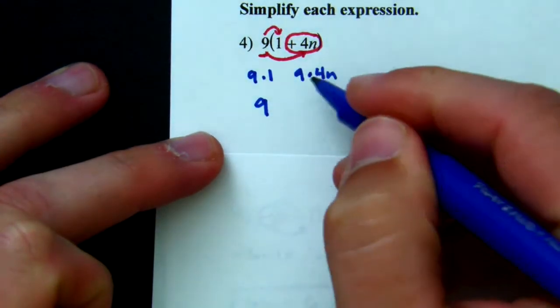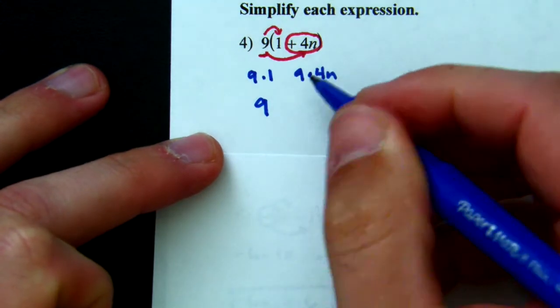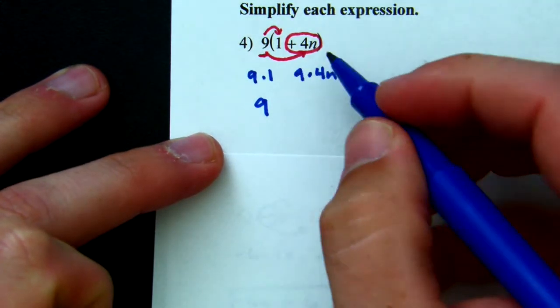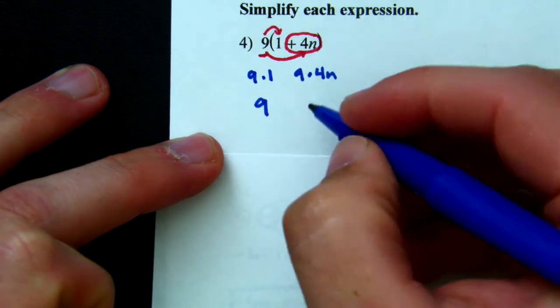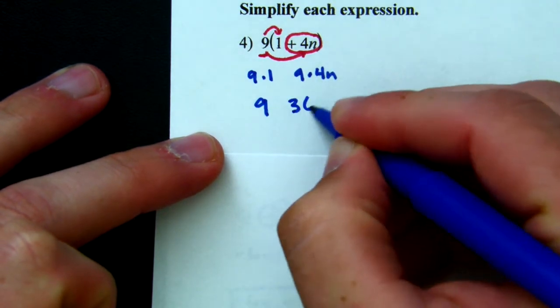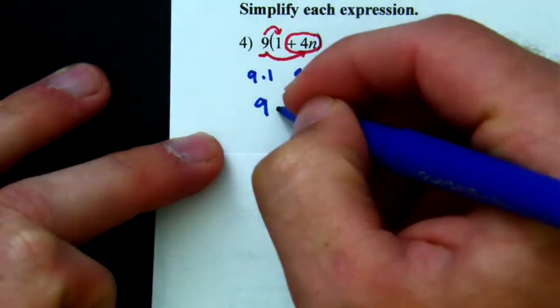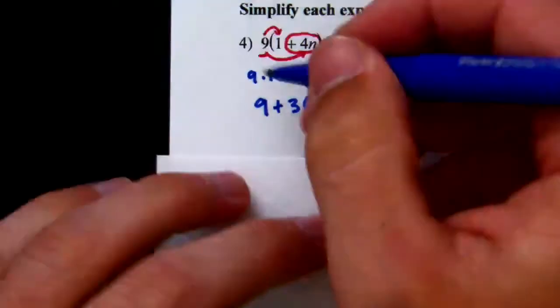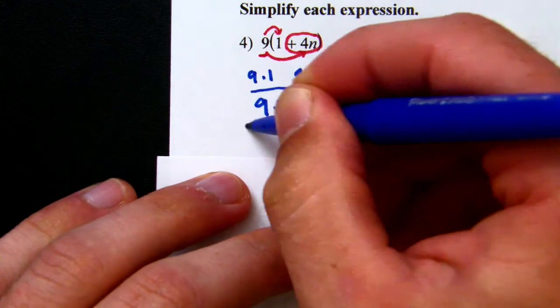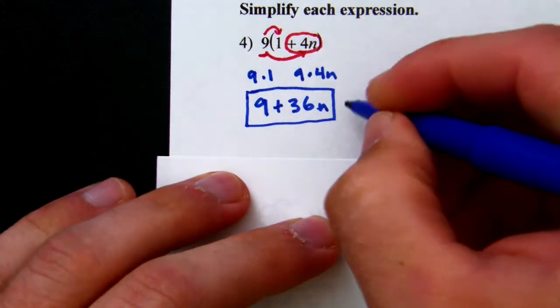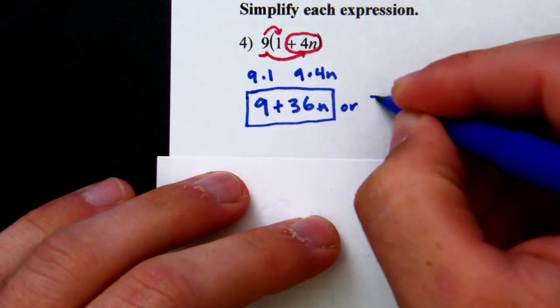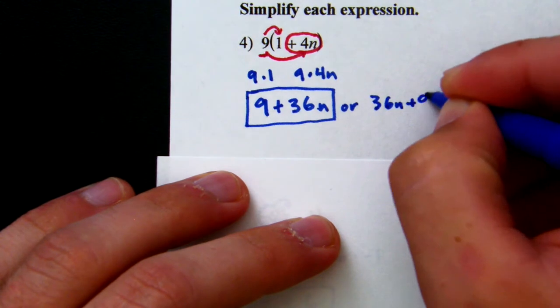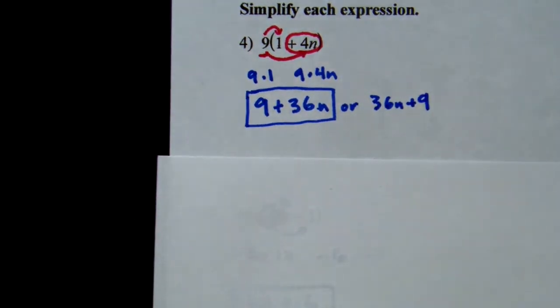And even though both of these terms don't have a variable, we can still multiply. So 9 times 4n. Well, 9 times 4 is going to be 36, and then we attach an n at the back, and it's positive. So our answer for this is going to be 9 plus 36n. Now, you could say 36n plus 9, because remember, addition can be flipped around and it's still the same thing. So either one is the correct answer.